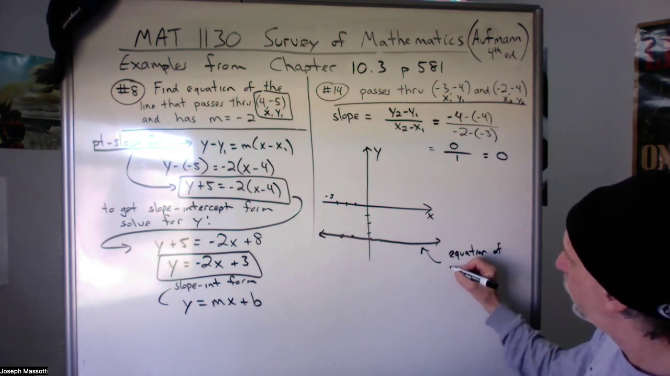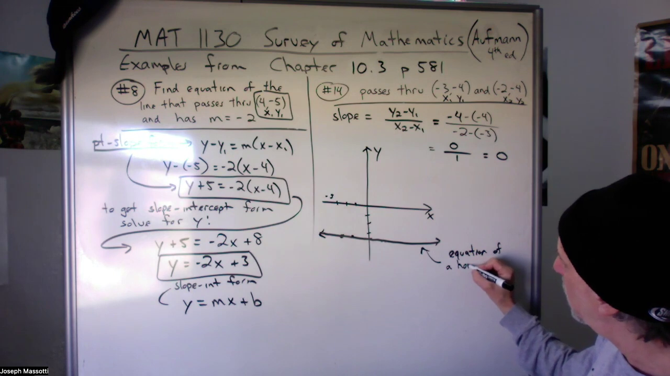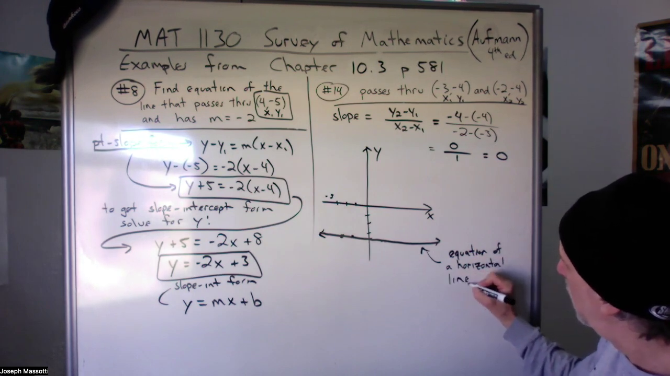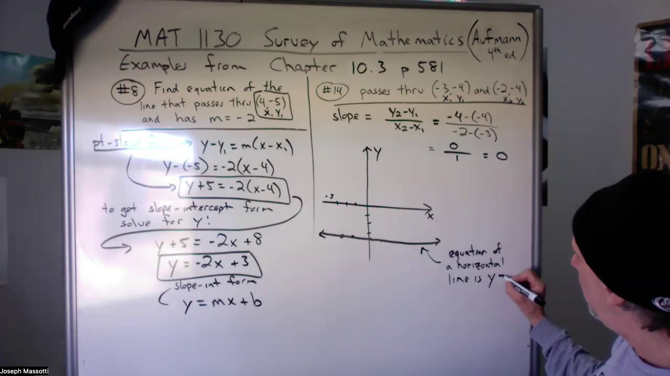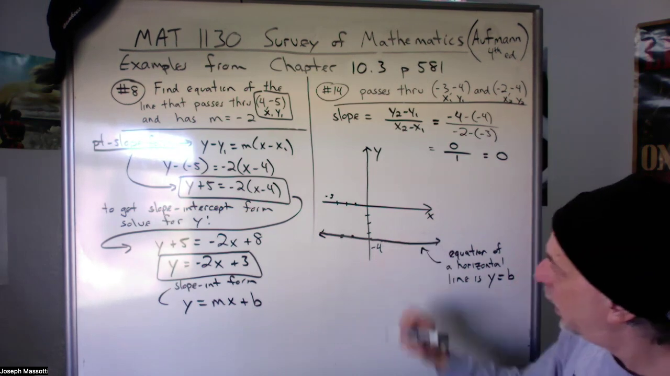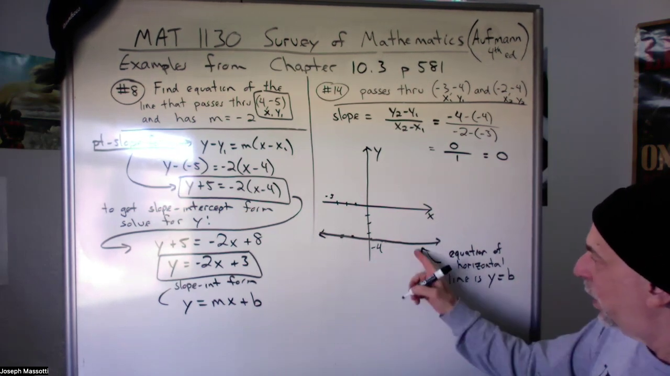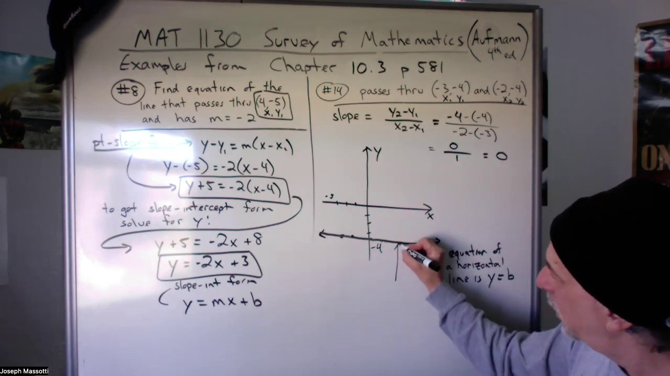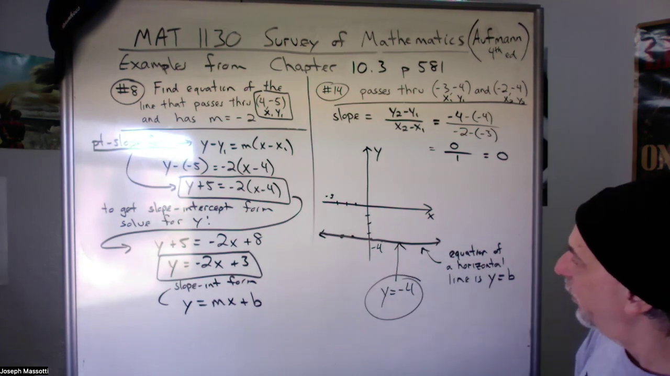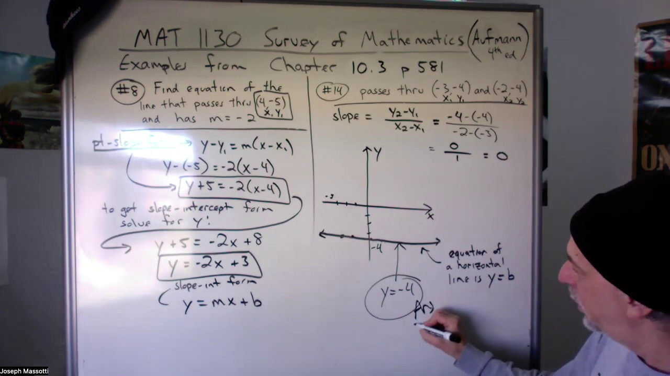The equation of any horizontal line is just y equals whatever the y value is on that line. In this case, it's -4. So the equation of this line is y equals -4, and that's going to be your answer.